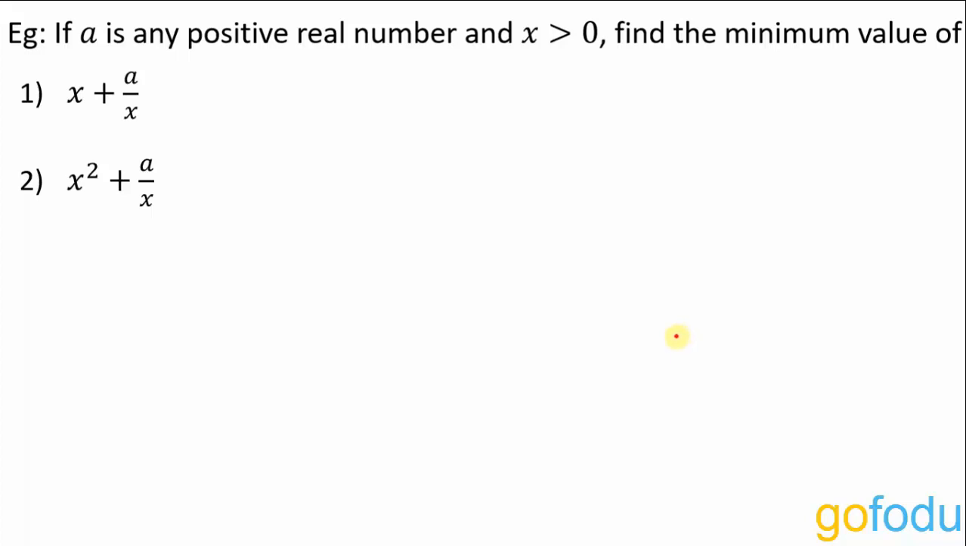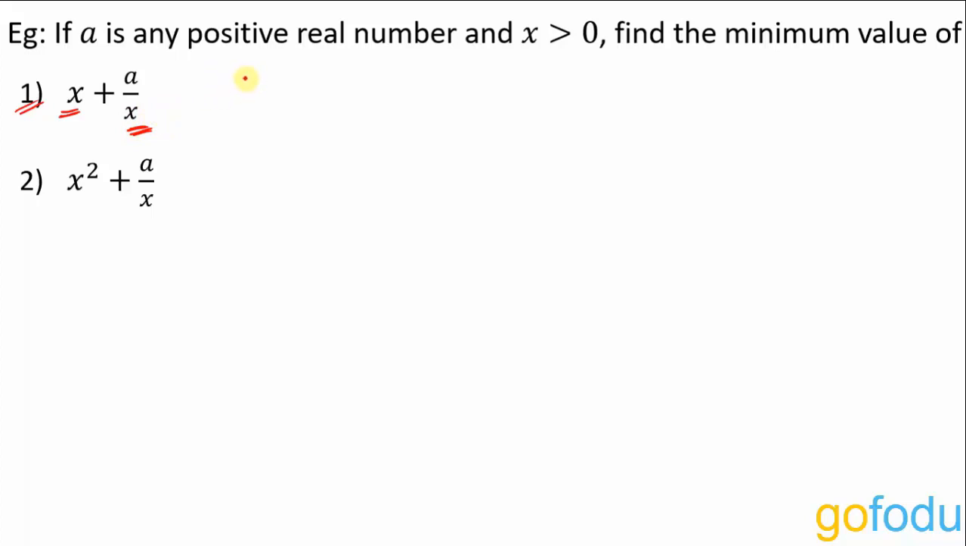It has two parts. Let's solve the first one. The minimum value of this sum is to be calculated, but the product of these two terms is not given to us. Now can we get the product by actually multiplying these two terms? x multiplied by a upon x is constant. x and x will get cancelled and we'll get a as the product. So the product is constant.